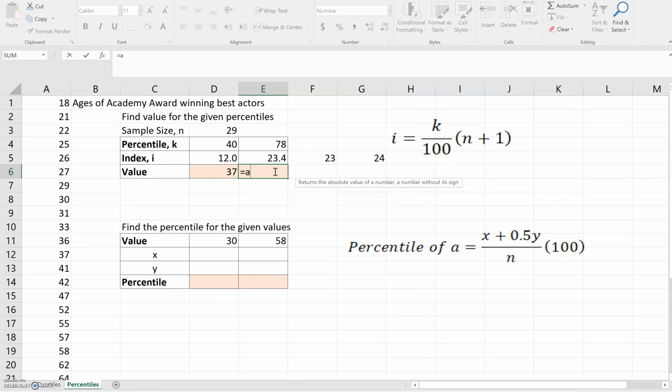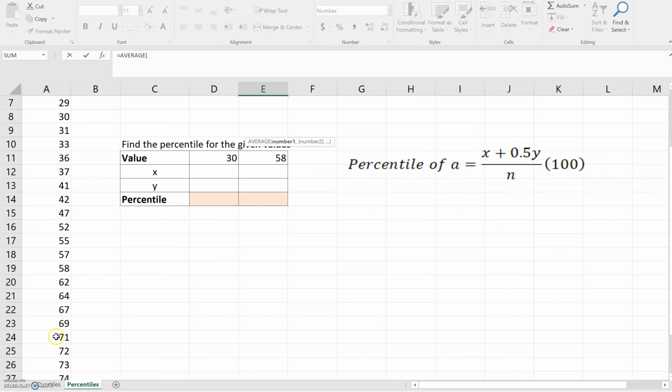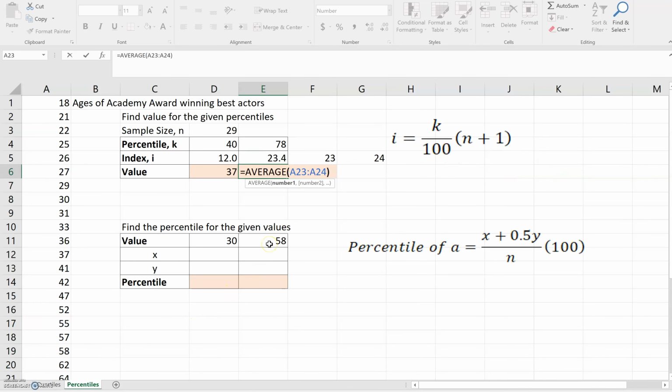And hey, I'm in Excel, so I can use the average or mean function here. And I'm just going to highlight the 23rd and 24th value in the list. And I get a value of 70 for the 78th percentile.